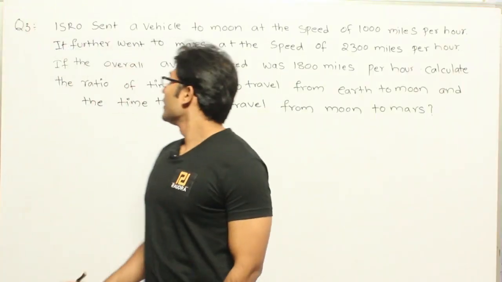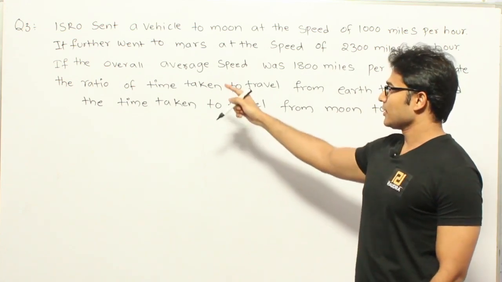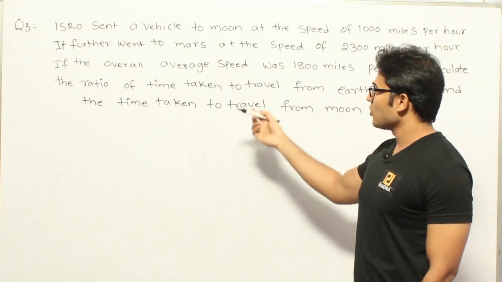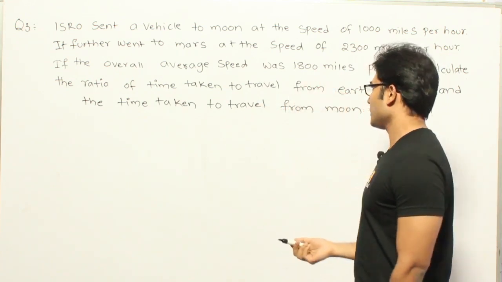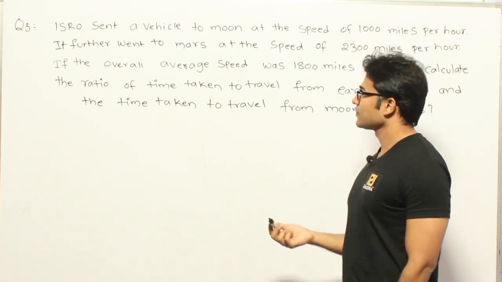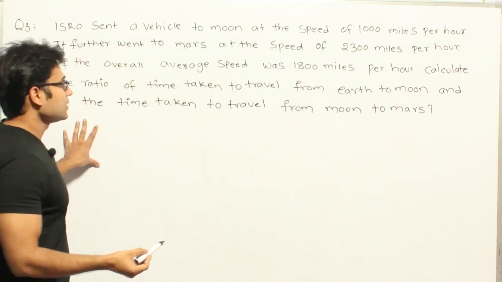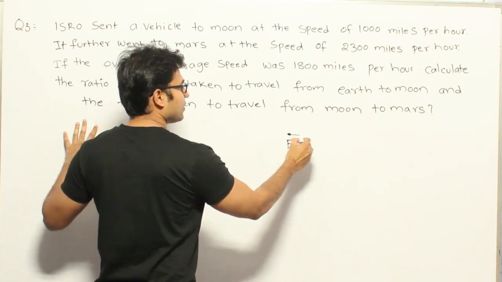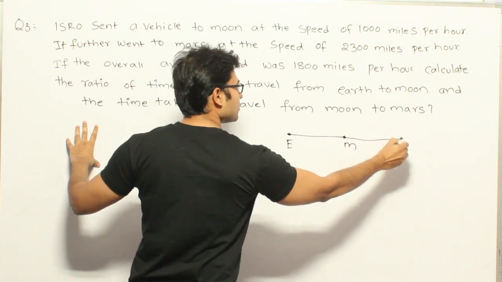Let's see this question. ISRO sent a vehicle to Moon at a speed of 1000 miles per hour. It further went to Mars at a speed of 2300 miles per hour. If the overall average speed was 1800 miles per hour, then calculate the ratio of time taken to travel from Earth to Moon and the time taken to travel from Moon to Mars. So it is given like this. Now we are sending a vehicle from, let's say, Earth to Moon first, and then from Moon to Mars.